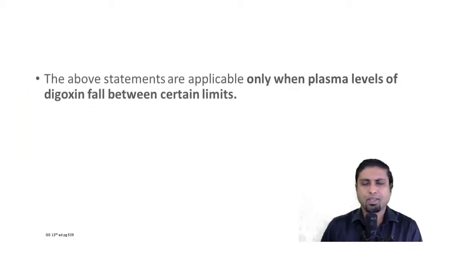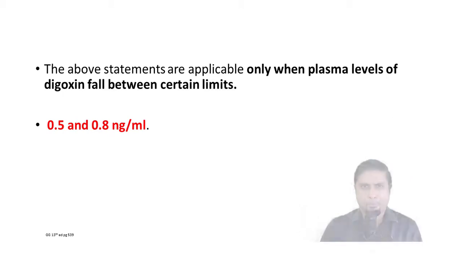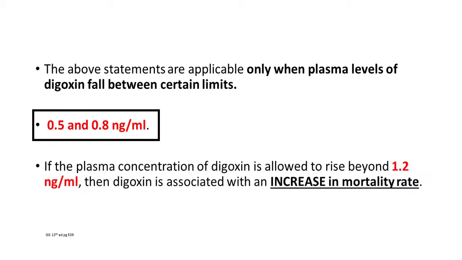Now, the above statements are applicable only when the plasma levels of digoxin fall between certain very narrow limits. The plasma concentration of digoxin should be between 0.5 and 0.8 nanograms per ml. Now, anything above 1.2 nanograms per ml would be associated with a rise in mortality rate.